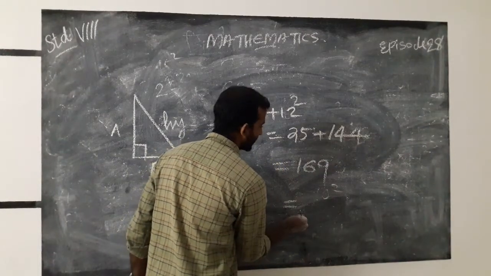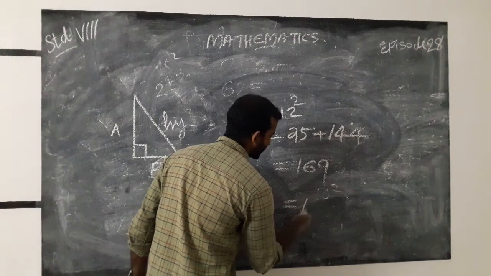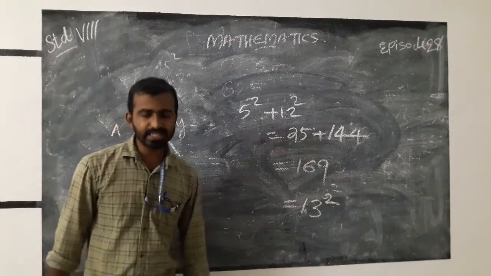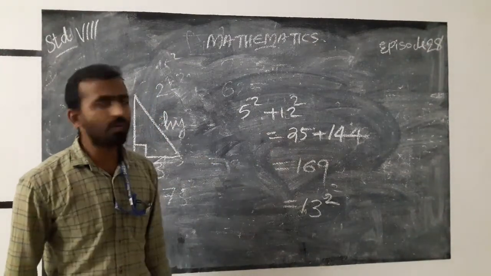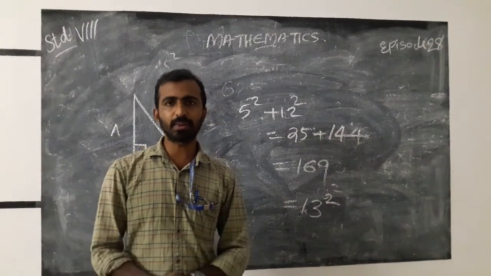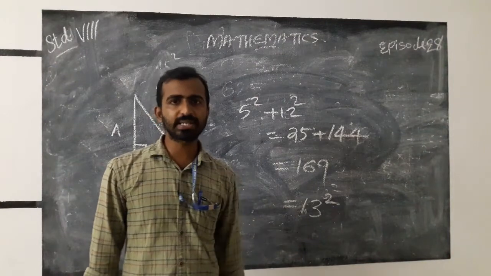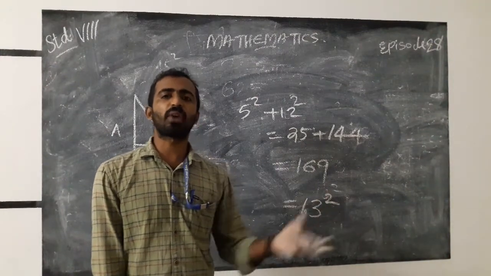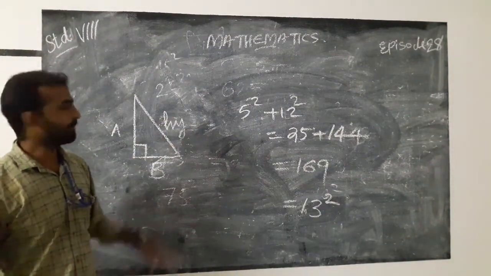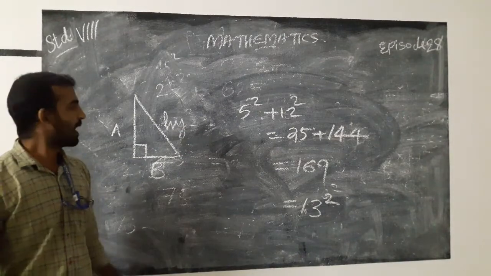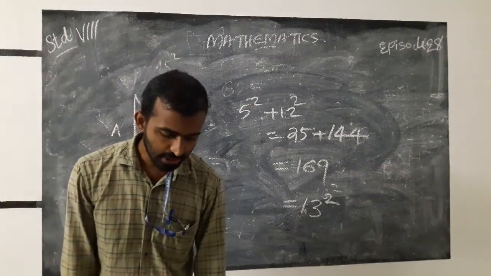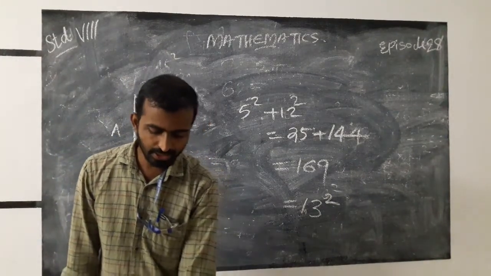That is 13 square. That is, the numbers 5, 12, 13 are Pythagorean triplets. What are Pythagorean triplets? When we take the squares of two numbers, we get the sum as the square of another number. According to the Pythagorean theorem, hypotenuse square equals base square plus altitude square. Here these numbers also satisfy it, so these numbers are called Pythagorean triplets.